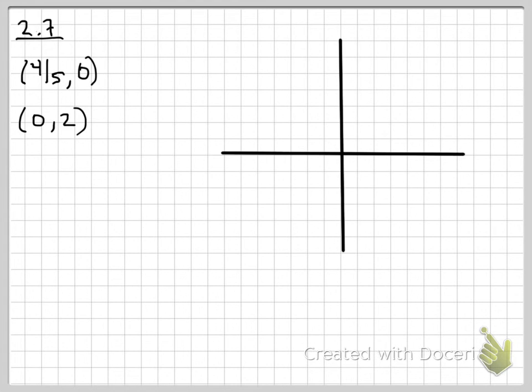Alright, so we have our points. We have 4 fifths, 0, and 0, comma 2, so we need to plot both of these. So when we plot 4 fifths, that is a fraction. It is between 0 and 1, but a little bit closer to 1, so we're going to plot it on the x-axis right before we get to 1 right there. For our y-intercept, that's 0, comma 2, so we're just going to plot that point on the y-axis. Now that we have both of our points plotted, we're just going to draw a line through them. Make sure we put our arrows on the end, and we are now finished with this problem. The last one is going to be graphing using the slope and a point.